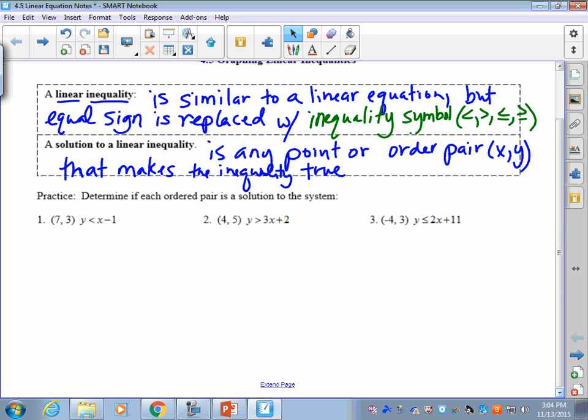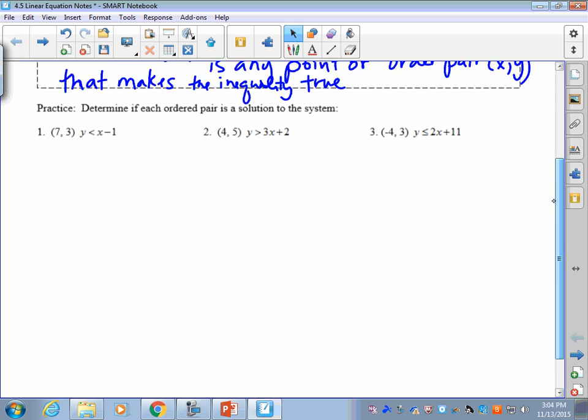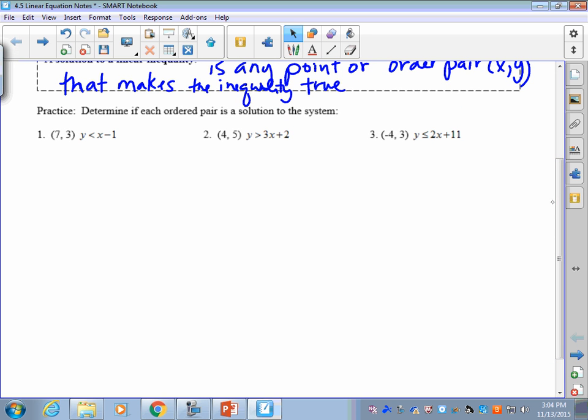Anyone still need the top part? All right, so here's our first check, or our first challenge. We're going to practice determining if the point or the ordered pair is a solution. So we have the point (7, 3). Remember, we have the x and the y. So all we're doing is plugging in its values into the inequality and then checking to see if it's true or not.